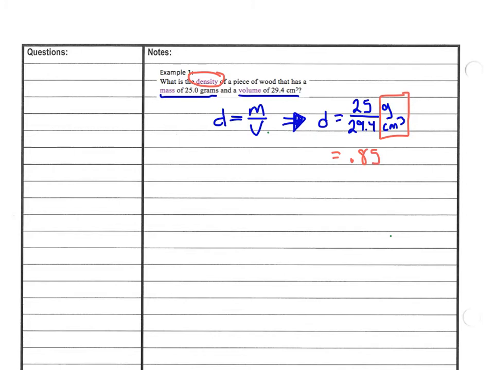0.85 and some other numbers, and I'm just going to stop there. I'm going to round to 2. The next number is a 0, which makes me want to leave it at a 5. And then I need a unit, and that unit is what I just circled there. Grams per centimeter cubed. I didn't cube anything, okay? This is the answer for my density.